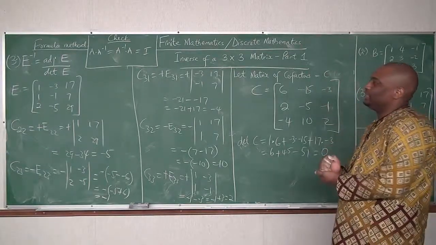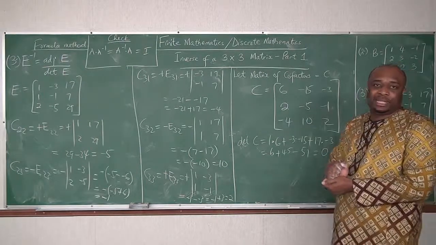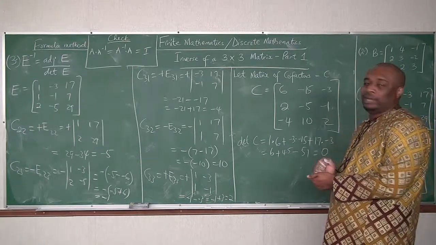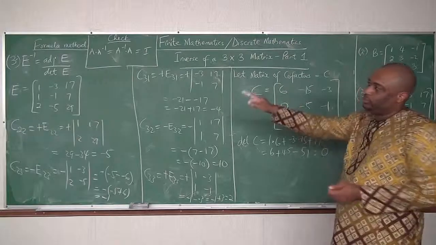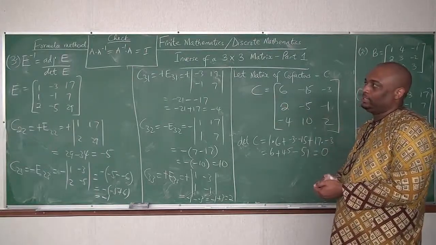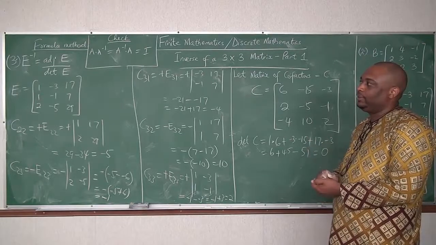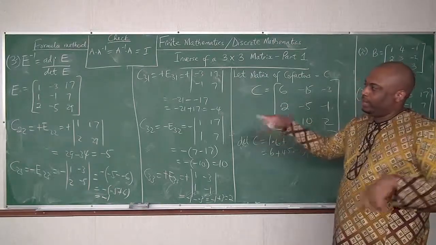What is this kind of matrix? A matrix in which the determinant is 0. What do we call it? A singular matrix. If the determinant is 0, it won't have an inverse. It's not going to work. Matrix D has no inverse because the determinant is 0. But let's check whether we are right for this.